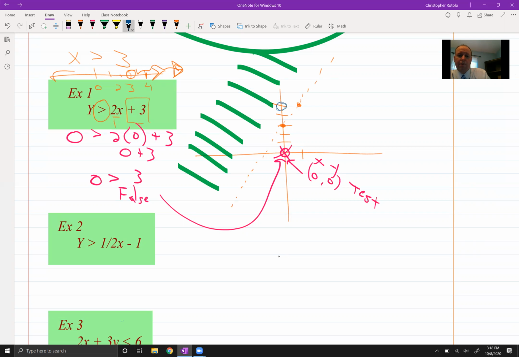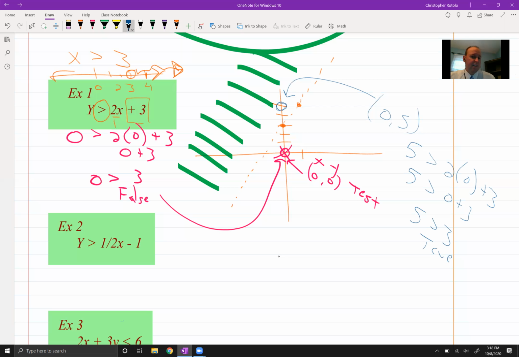So I might pick, let's go with this one way up here. It's 1, 2, 3, 4, 5. Okay, so that means this is 0, 5, and it's right here. I'm going to test it, right? So is 5 greater than 2 times 0 plus 3? Is 5 greater than 0 plus 3? Is 5 greater than 3? That's true.